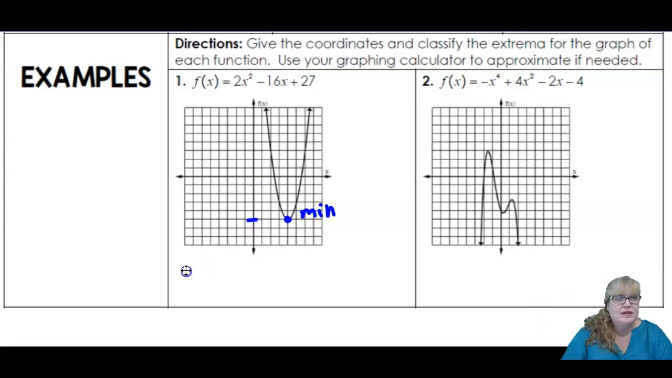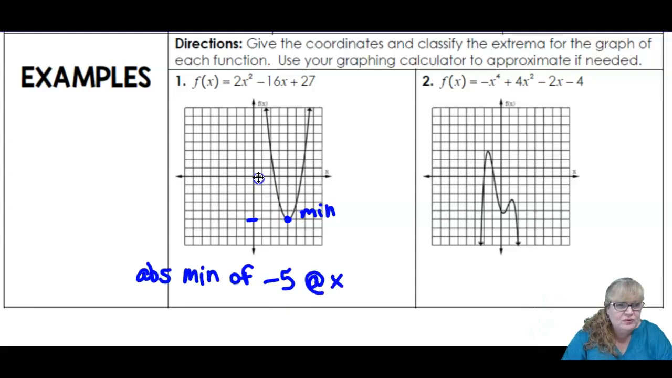I'm going to go with, it has a min, it's an absolute min, and the minimum y value it hits is -5, okay? And that occurs at the x value of 1, 2, 3, 4, -4. Nope, +4, just kidding. All right, so if we wrote an ordered pair here, we'd have (4, -5). But the value of the function is -5 when x equals +4.